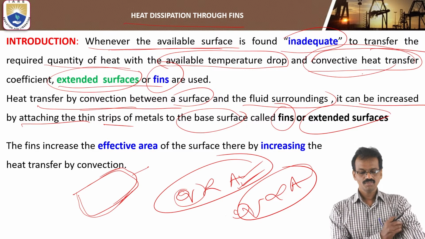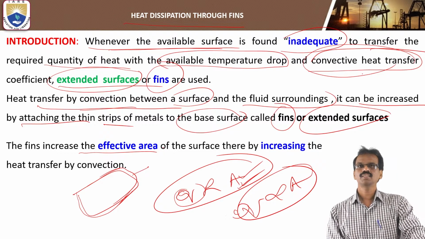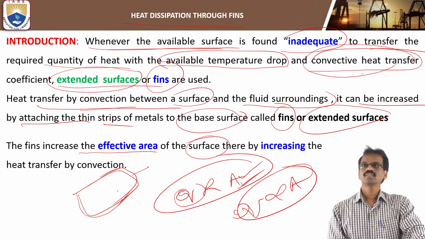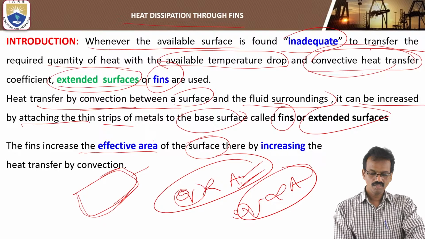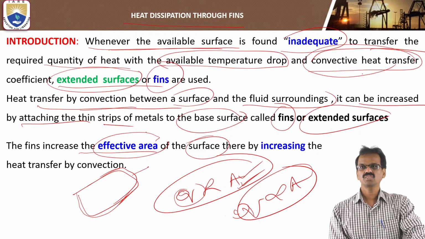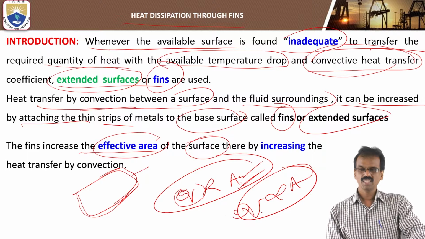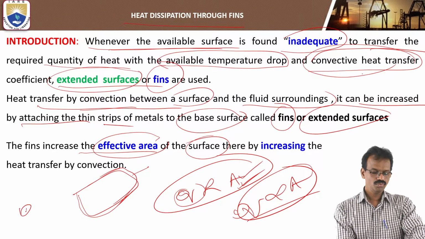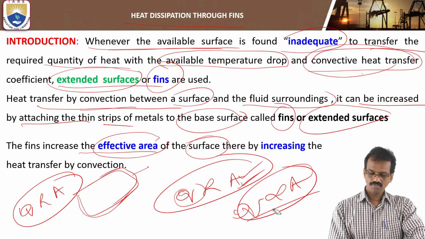Okay. So it means the fin increases the effective area of the base surface. By increasing this effective area, it automatically influences and increases the rate of heat transfer. Because of this concept, q is directly proportional to area. Okay, so this is the fin.